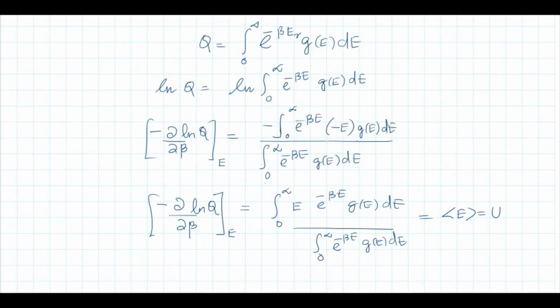This minus and this minus becomes plus, that will give you the integral from 0 to infinity of E e^(−βE) g(E) dE divided by the integral from 0 to infinity of e^(−βE) g(E) dE. This is actually the expectation value of E, and that is nothing but the average internal energy. So the average internal energy U, you can denote as minus ∂/∂β of the logarithm of the partition function. Here I used the expression from the quantum system, but we know that the partition function is the same in both cases. So this is a relation connecting the average internal energy and the logarithm of the partition function.